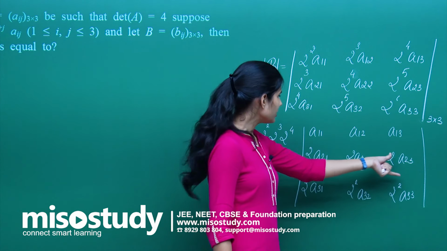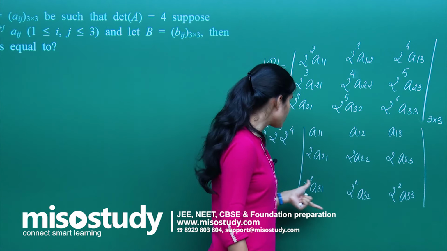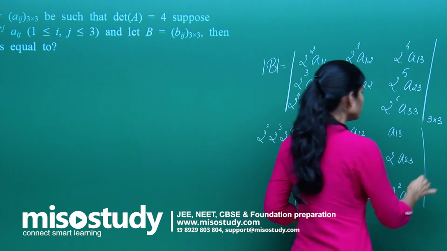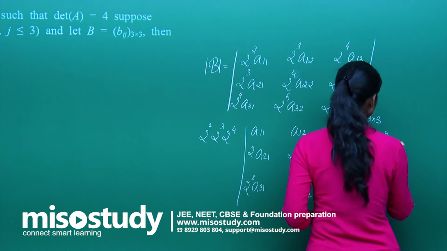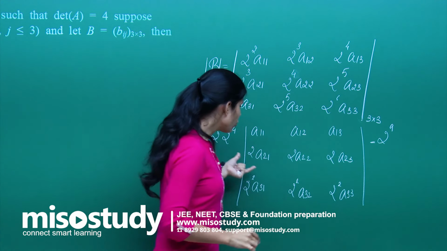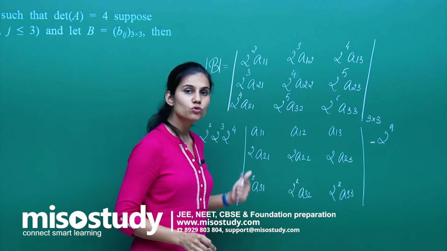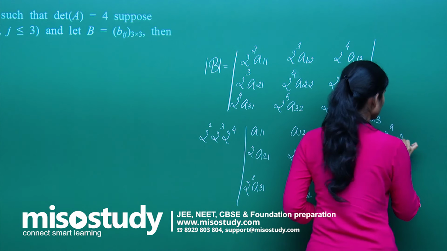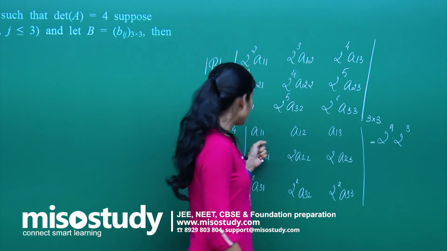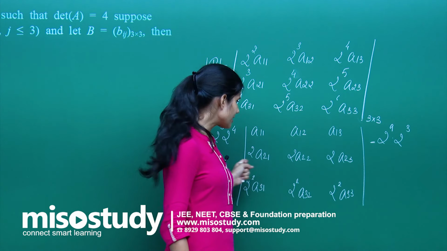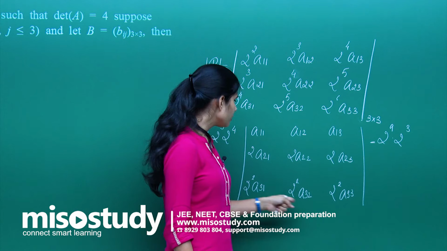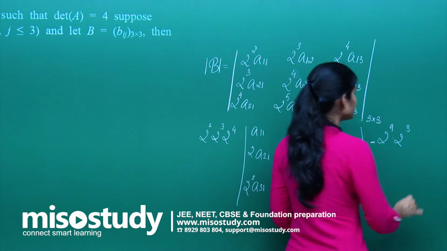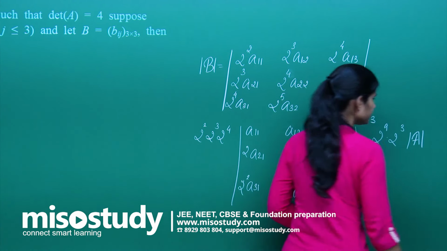Fine. Now you can see 2 is common in the second row, 2 square is common in the third row. So you take that out common as well. This becomes 2 to the power 9. And then you take out a 2 common and a 2 square common, basically 2 cube common you take out. You will be left with A11, A12, A13. 2 has come out common, so A21, A22, A23. 2 square come out common, so A31, A32, A33, which leaves you with determinant of A.